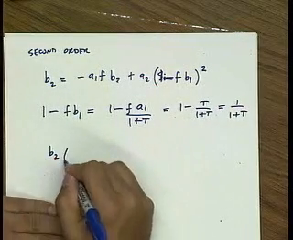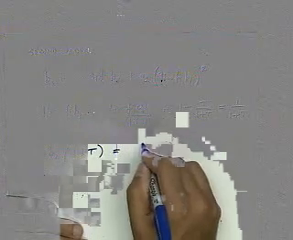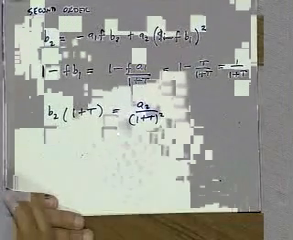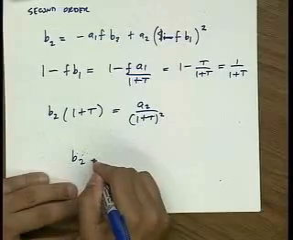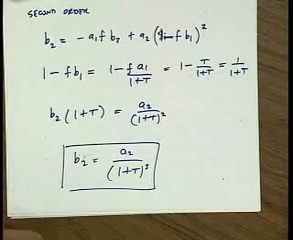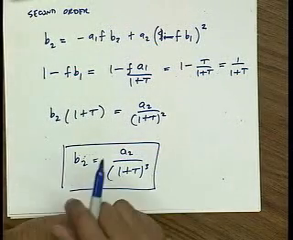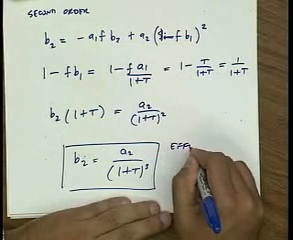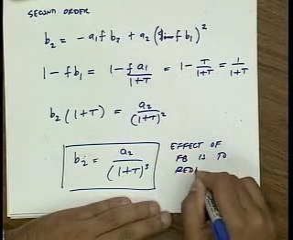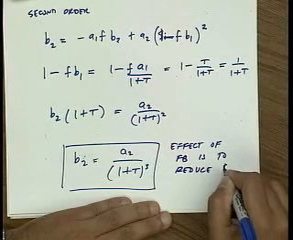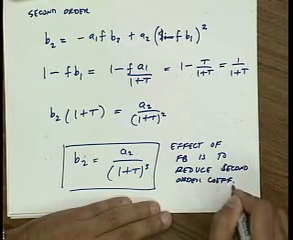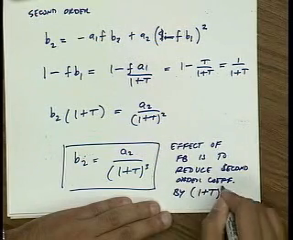So I have B2 times 1 plus T is equal to A2 over 1 plus T squared. So that B2 is A2 over 1 plus T cubed. Okay? So we see the effect of the feedback is to reduce the second order coefficient by 1 plus the loop gain cubed.